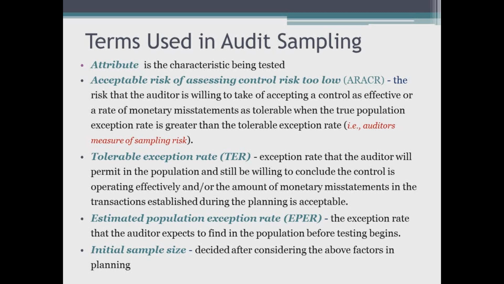Then the estimated population exception rate is what the auditor expects to find in the population before testing begins. That's what they expect to find, based on prior history of the client and their understanding of the client's control environment, again, judgment. And the initial sample size is determined after considering all of these factors. We'll go through a couple of examples on how to determine that.